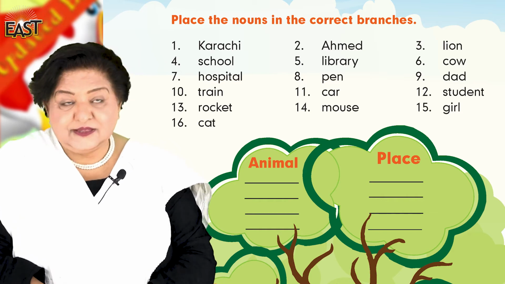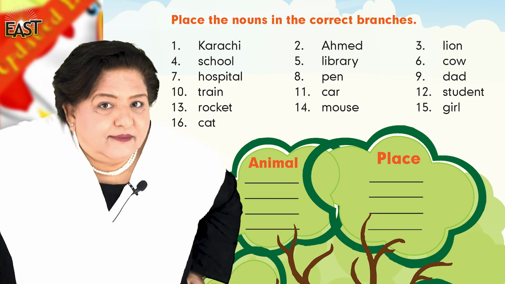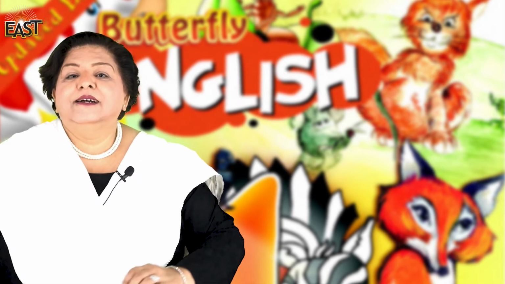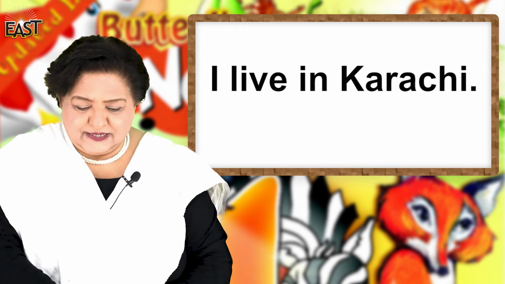मैं कराची में रहती हूँ. Very good. Try saying it in English. मैं. I, very good. Live in Karachi. Well done.